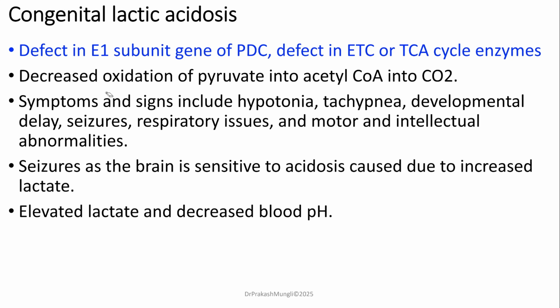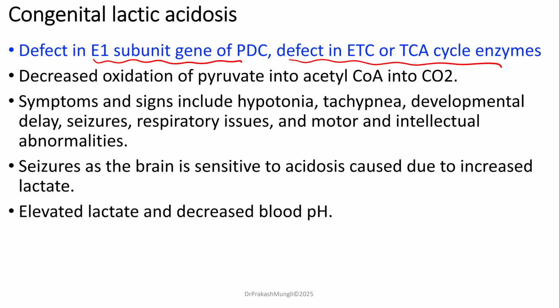That means what happens to your PDC? PDC is down. That means pyruvate is not going into acetyl-CoA, it just goes into lactate. So the patient will show severe lactic acidosis, and you can see that at the time of birth. That's why it is called congenital lactic acidosis. It can be because of a defect in the E1 subunit gene, or it can be a defect in ETC or TCA cycle enzymes, other causes. But the most likely cause is the E1 subunit gene. That's why I wrote that first.